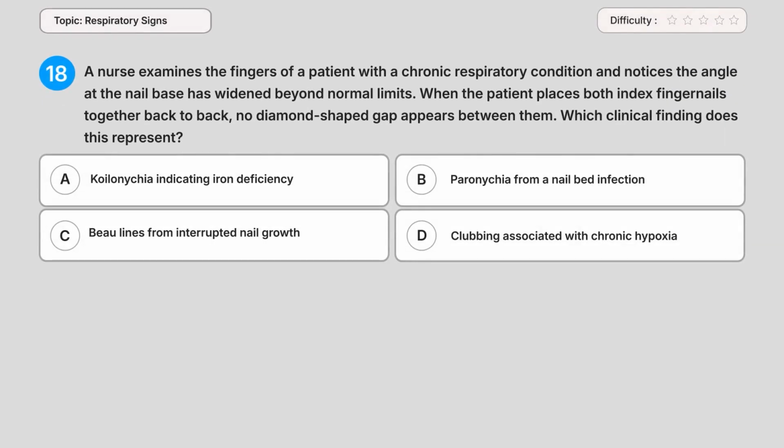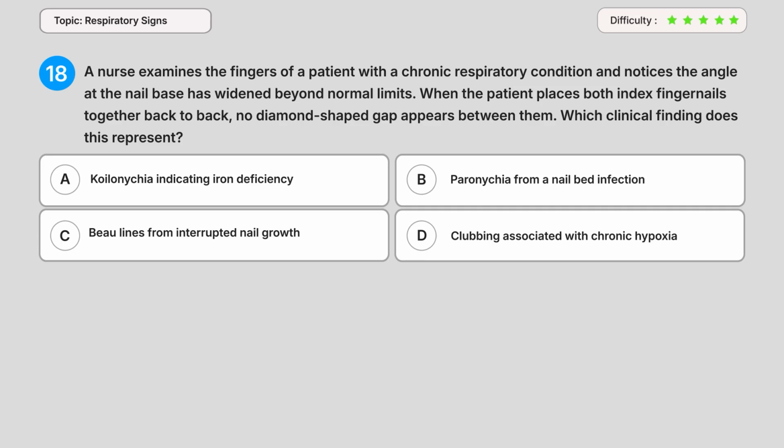18. A nurse examines the fingers of a patient with a chronic respiratory condition and notices the angle at the nail base has widened beyond normal limits. When the patient places both index fingernails together back to back, no diamond-shaped gap appears between them. Which clinical finding does this represent?